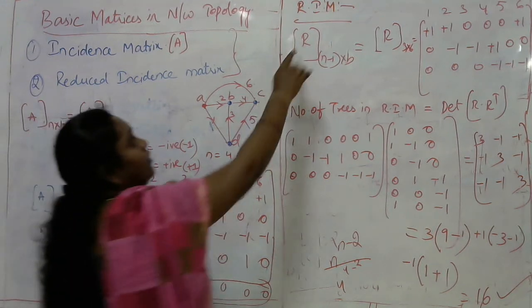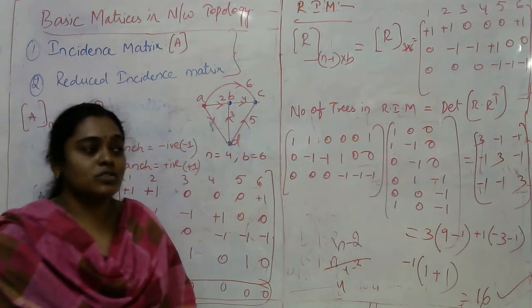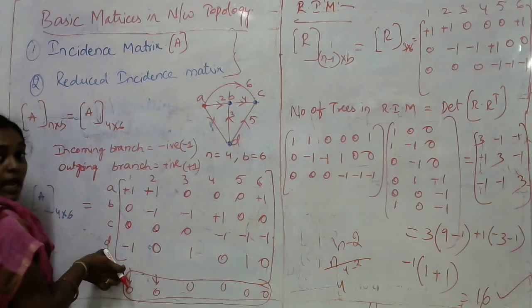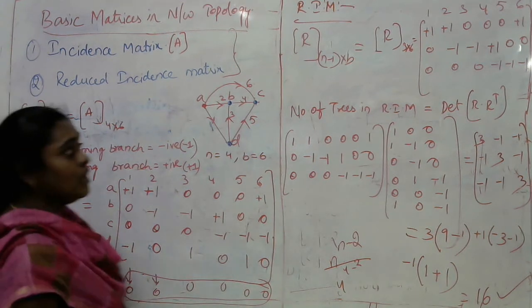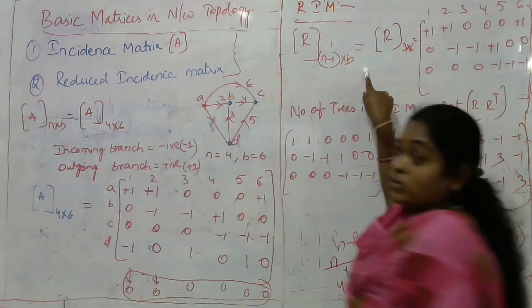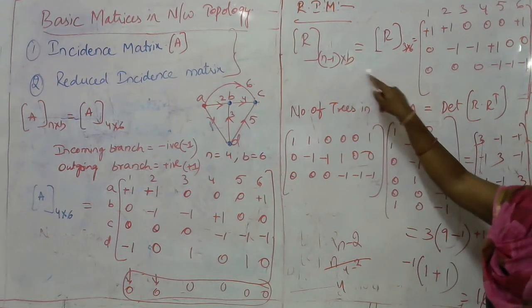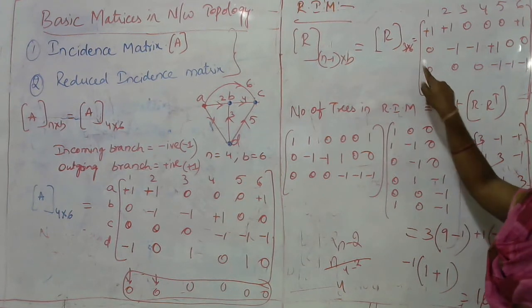In order to write down the reduced incidence matrix, we need to eliminate the last row of the complete incidence matrix. I am removing this last D row of the incidence matrix. So the reduced incidence matrix will have the size of n minus 1 cross b. Here n minus 1, the number of nodes minus 1, is equivalent to 3 cross 6.